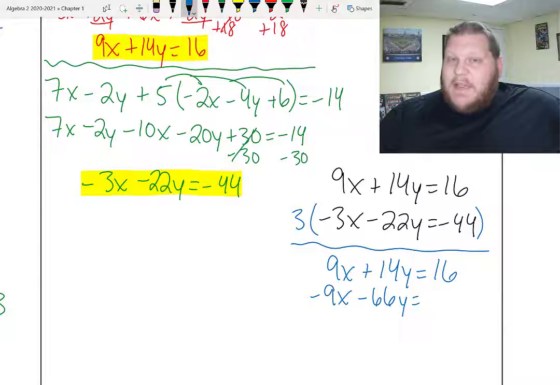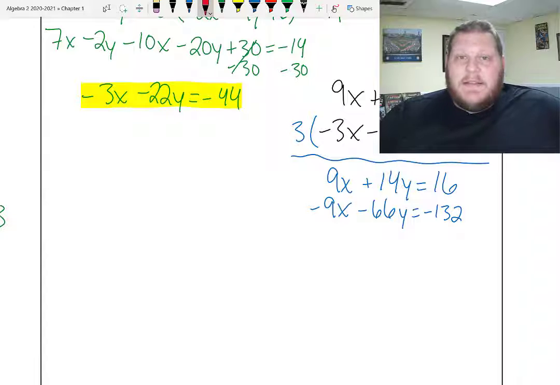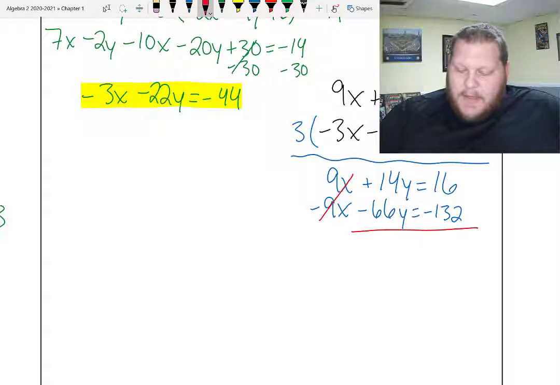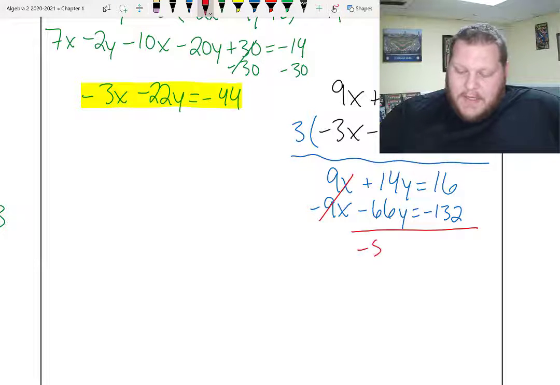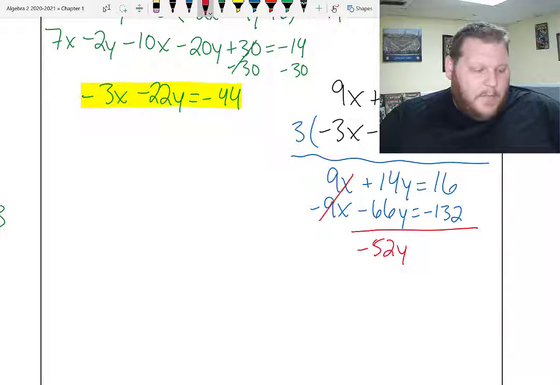And 3 times negative 44 would be negative 132. So now that I got my x's coefficient matching, I can go ahead and eliminate those. And I add up going down. Negative 66 and 14 gives me a negative 52y. And then negative 132 plus 16 is a negative 116.